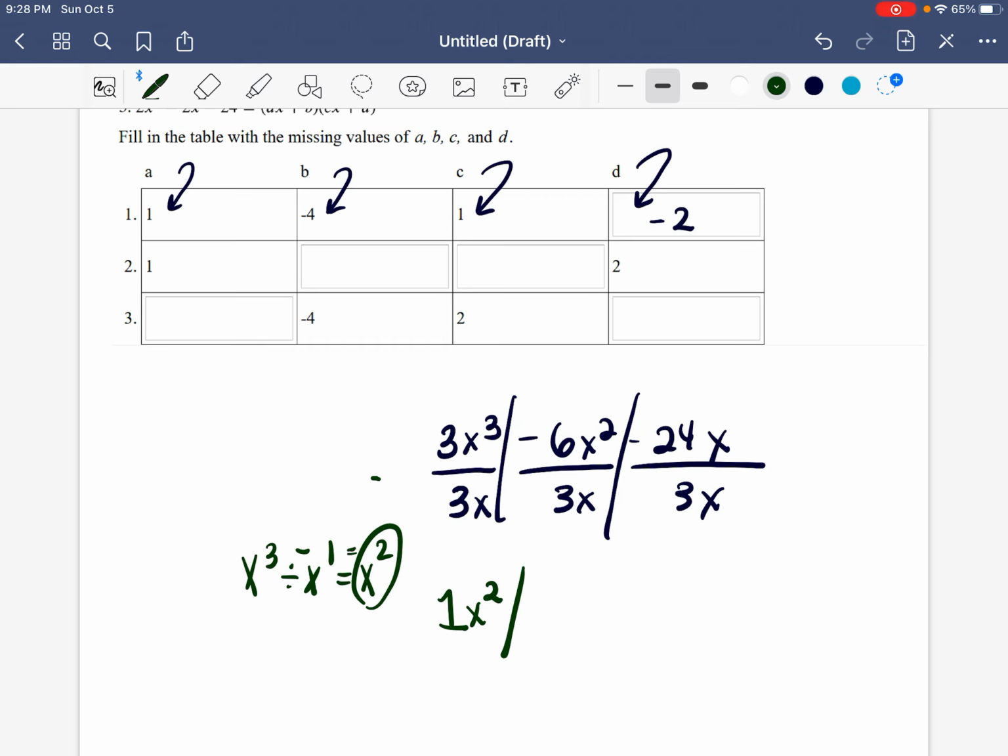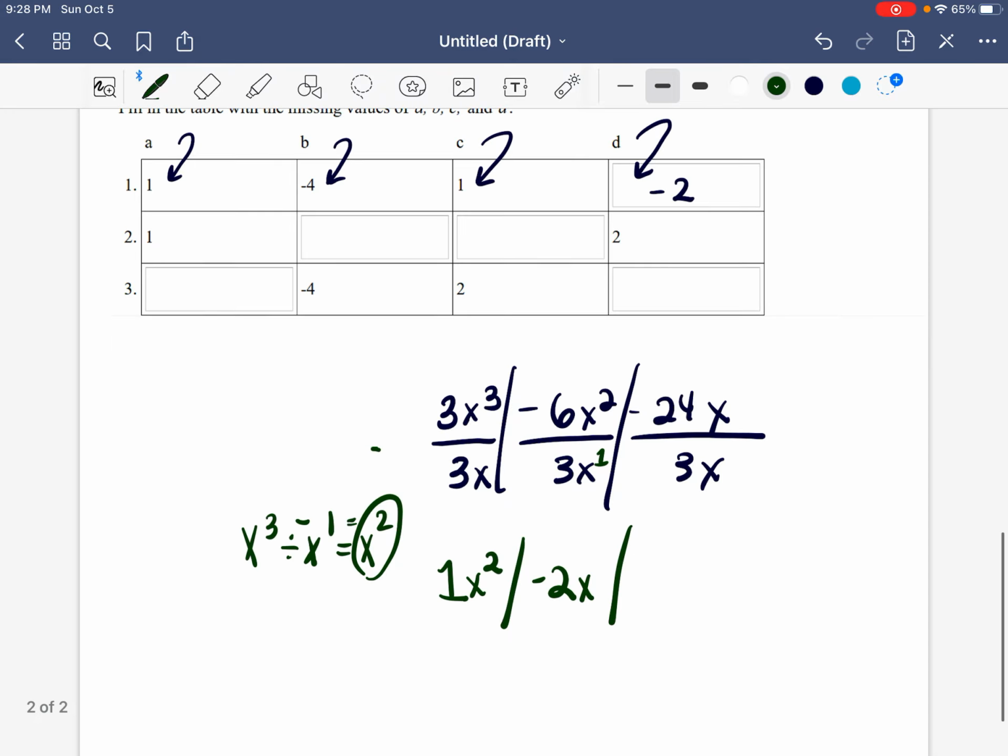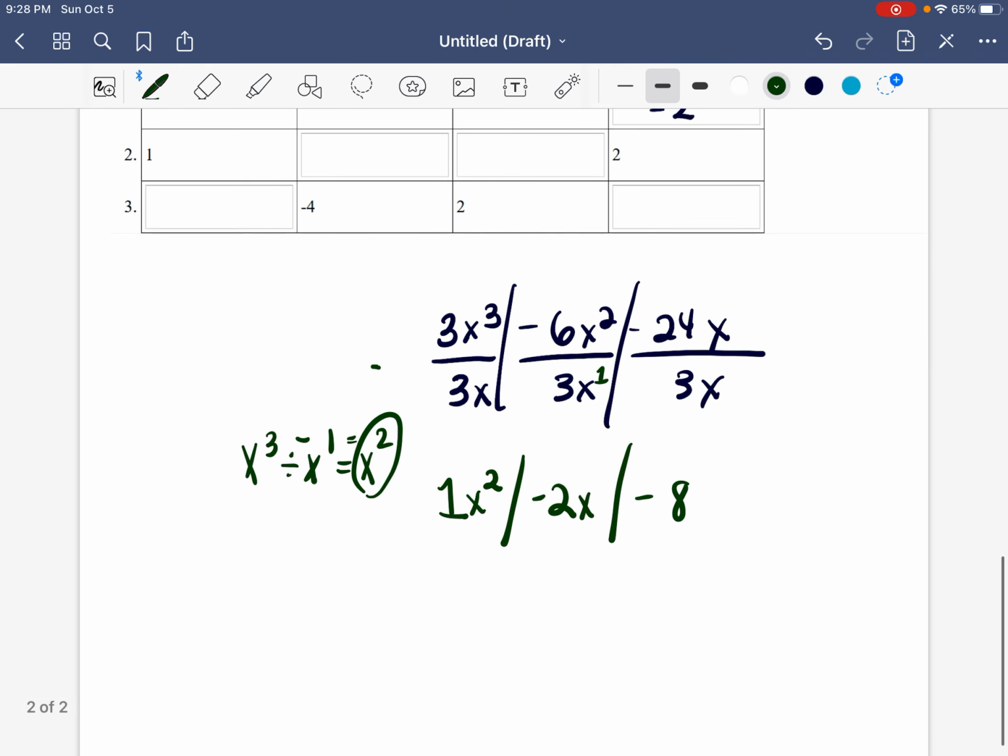Now let's continue. Now we're going to do negative 6x squared divided by 3x. Negative 6 divided by 3 is negative 2. X squared divided by x to the first power, you would just subtract the exponents, 2 minus 1. So it would be x to the first power, or just x. And then negative 24x divided by 3x. Negative 24 divided by 3 is negative 8. And the x divided by x is just equal to 1. So they would end up canceling each other out, and you'd only be left with negative 8. So now we have a trinomial. When we take out 3x, we're left with x squared minus 2x minus 8.